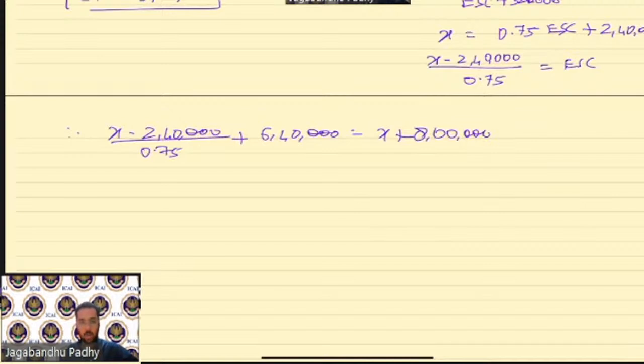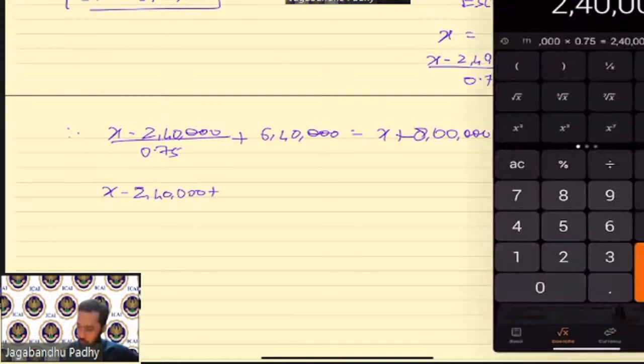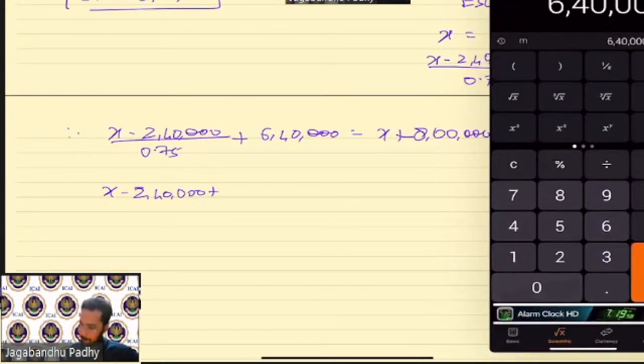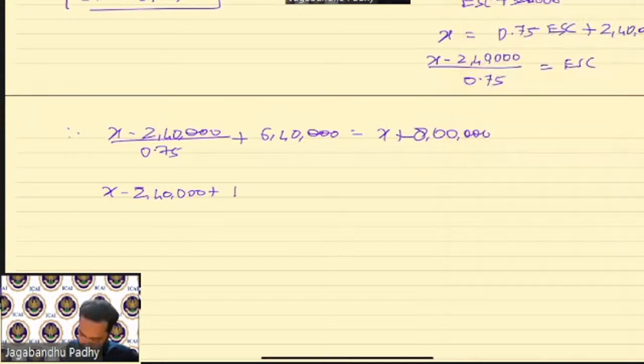Right. So now let's bring all x terms on one side. First, let's multiply throughout by 0.75. So 6,40,000 into 0.75 is 4,80,000. That's equal to 0.75x plus 6 lakh.